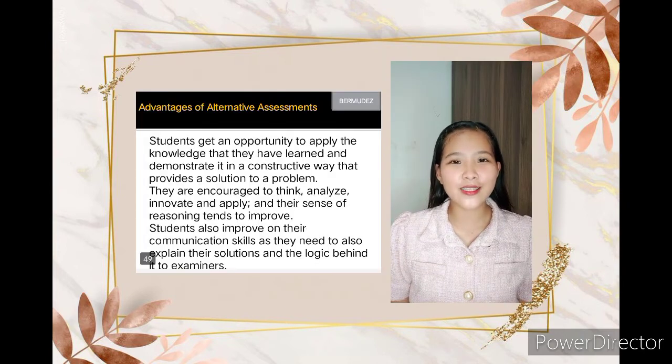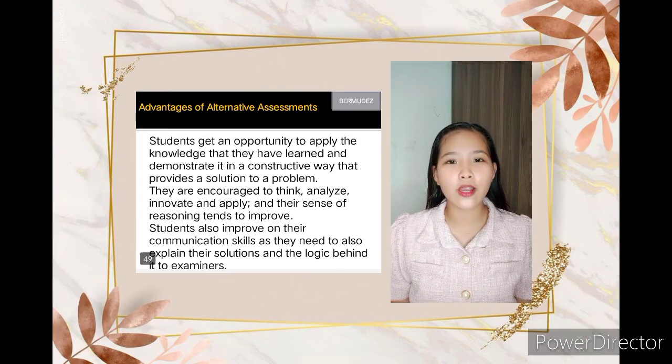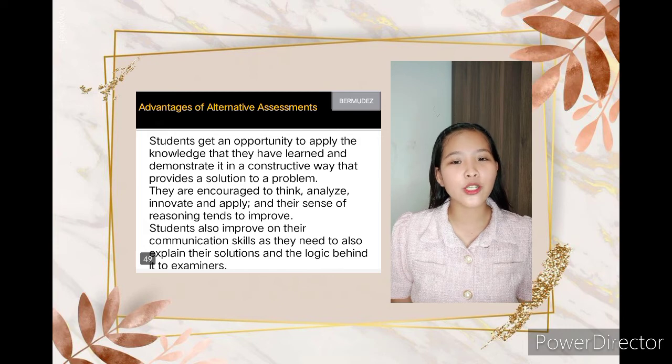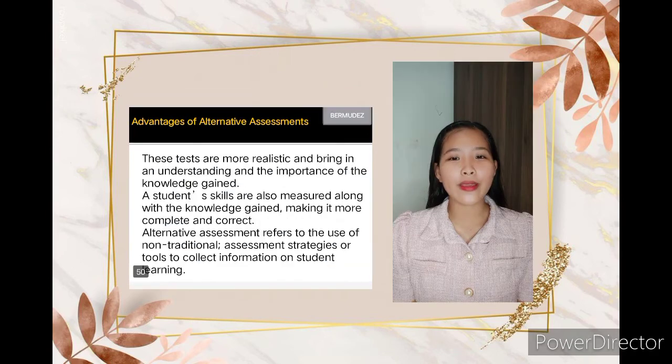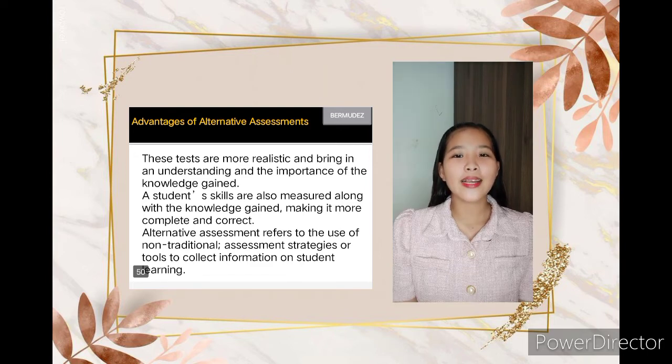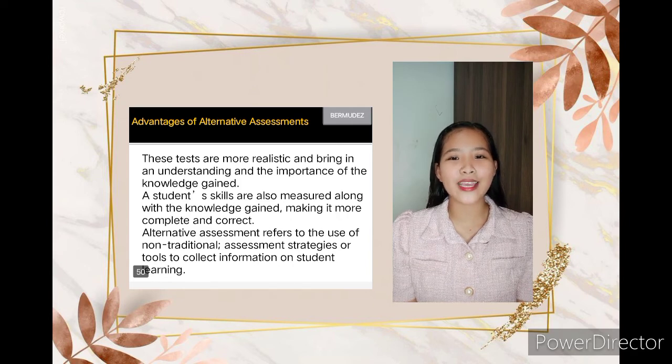Now let's proceed to the advantages of using alternative methods. In using alternative assessment, students get an opportunity to apply the knowledge that they have learned and demonstrate it in a constructive way that provides a solution to the problem. They are also encouraged to think, analyze, innovate, and apply, and their sense of reasoning tends to improve. Tests are more realistic and bring in an understanding of the importance of the knowledge gained. Student skills are also measured along with the knowledge gained, making it more complete and correct.